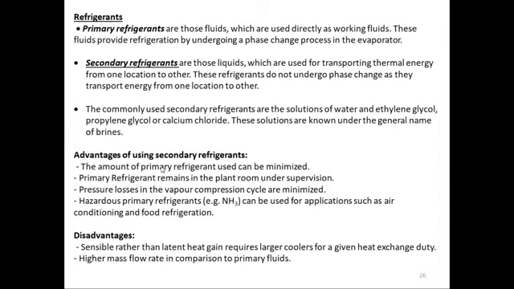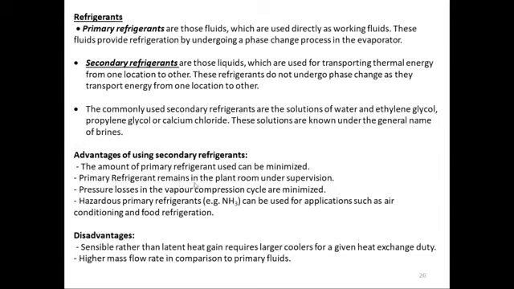The advantages of using secondary refrigerants are several. Some of them are listed here. Number one is the amount of primary refrigerant used can be minimized. If you have to cool a large building, you might need a larger amount of refrigerant to go through the phase change process, absorb the heat from the building and then expel it out. But instead of that, you can do it with a smaller amount of refrigerant using a secondary refrigerant. That's the advantage of the secondary refrigerant.